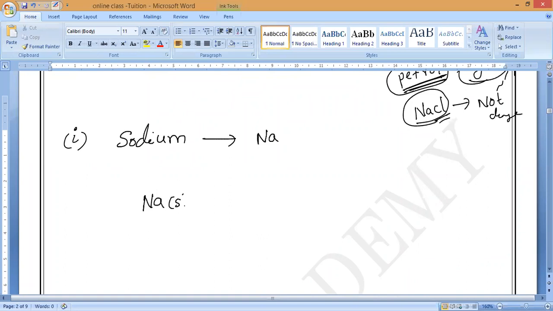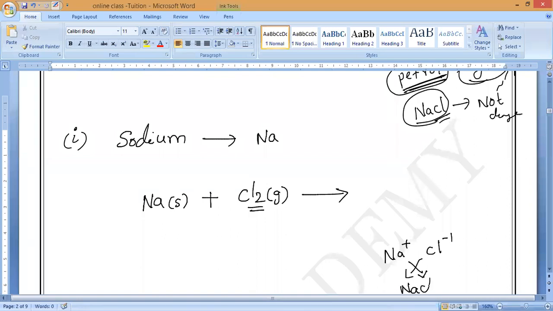Now let me react sodium. What is the state of sodium, guys? Sodium is in solid state. React with chlorine gas. Chlorine is a diatomic molecule, so always write Cl2. So what will come, guys? Sodium is plus one, chlorine is minus one. NaCl will come.